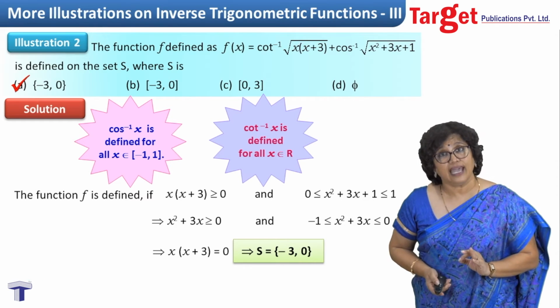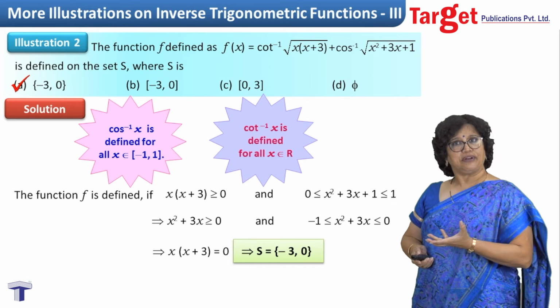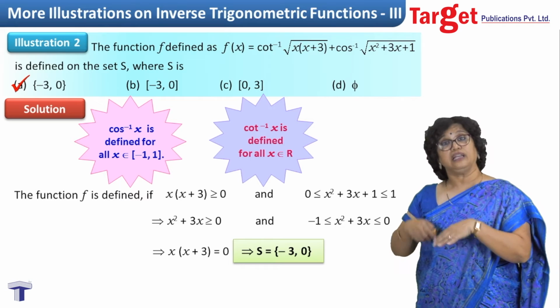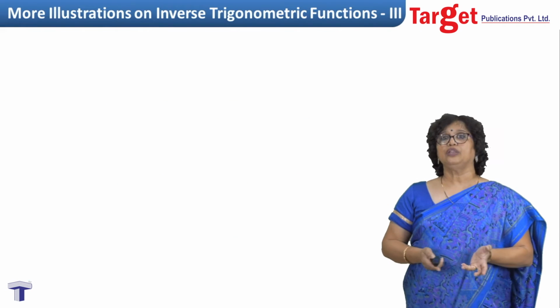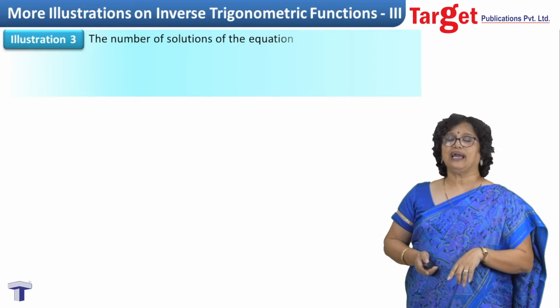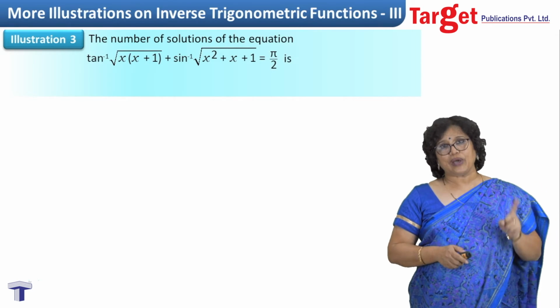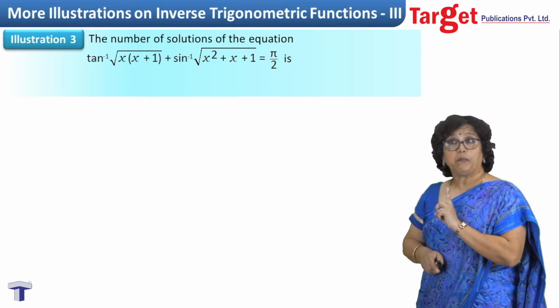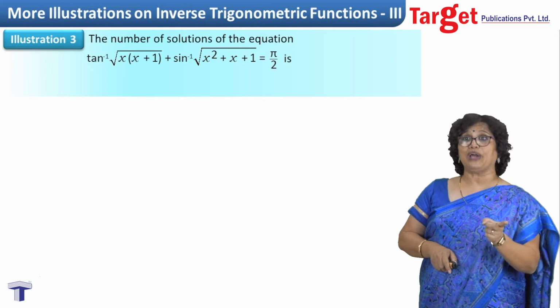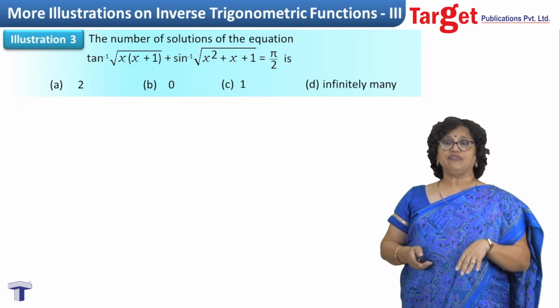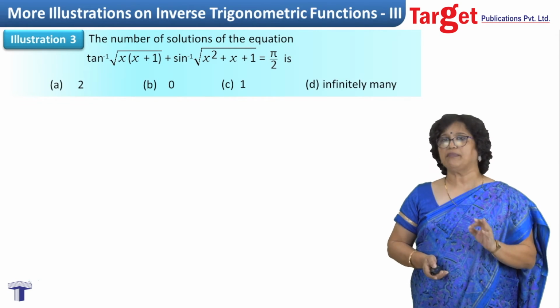So answer is A. Now this question was different in the sense that where you are using domain of two functions and then finally domain of the entire function. Correct. Now I move from here to the next one. And the next one is the number of solutions to the equation tan inverse of square root of x into x plus 1 plus sine inverse of square root of x square plus x plus 1 equal to pi by 2 is. And then we are given 4 options and we have to pick up the correct one.